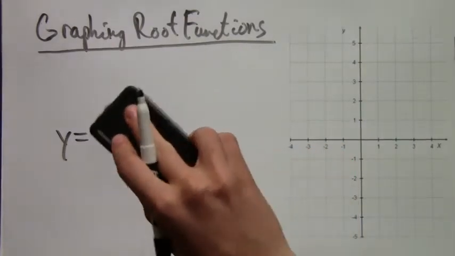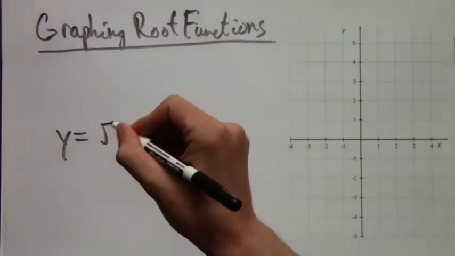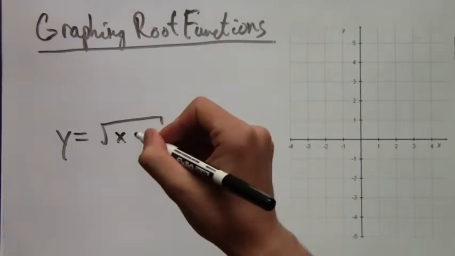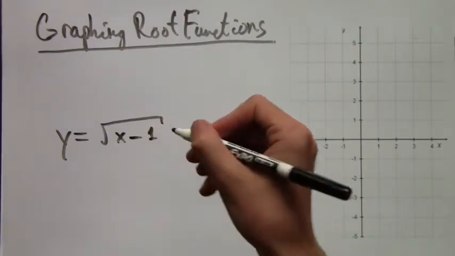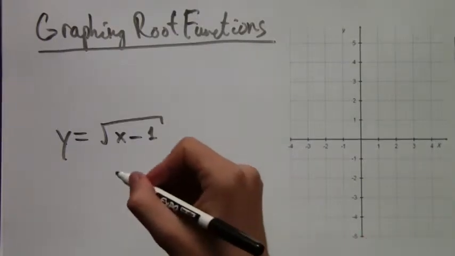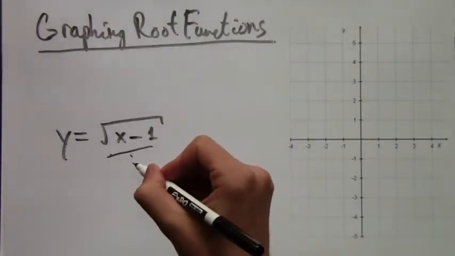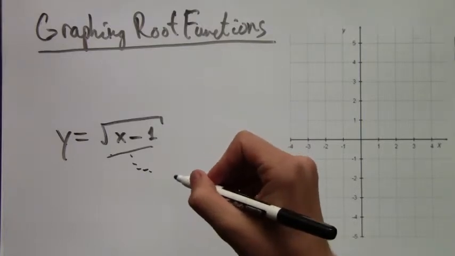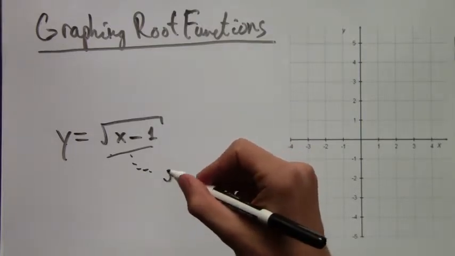So now let's do a different example. This time we're going to have something inside of the square root. For example, root of x minus 1. We're not subtracting 1 on the outside of the square root, we're doing it on the inside. And this is different. Now I'm going to talk briefly about one thing.